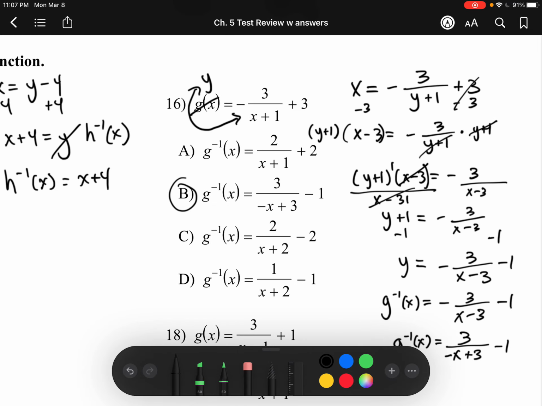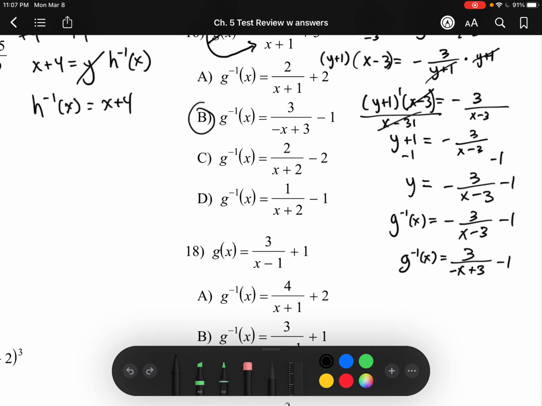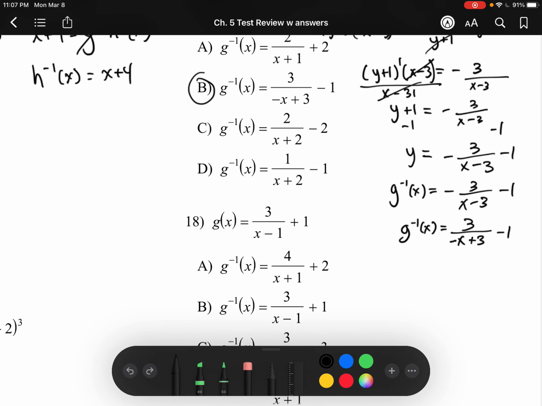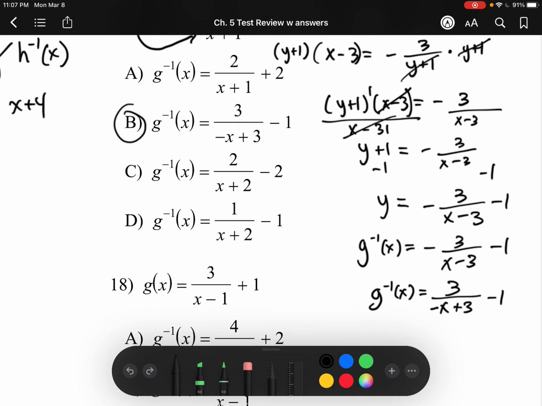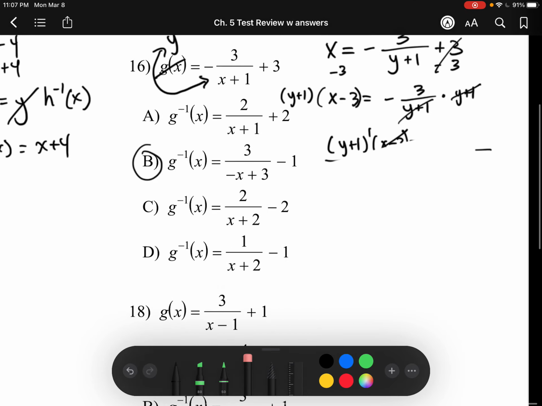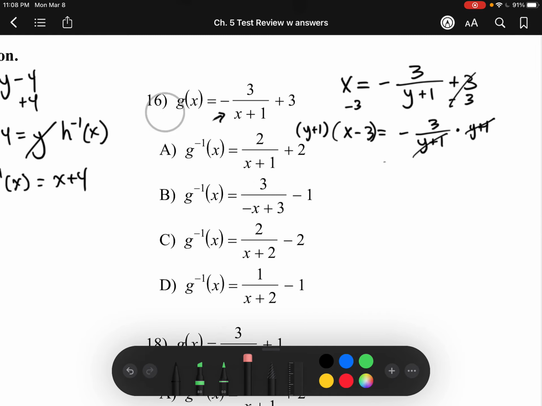So again, this step right here was a little confusing. We're going to be seeing that again in number 18. So if you want to see another example, just make sure to pay attention to number 18. I'm going to erase this so I can have space whenever I write number 18.